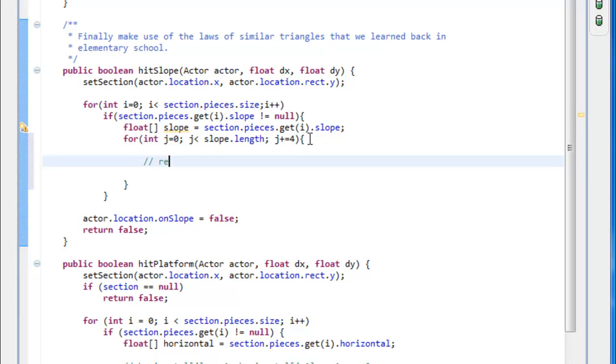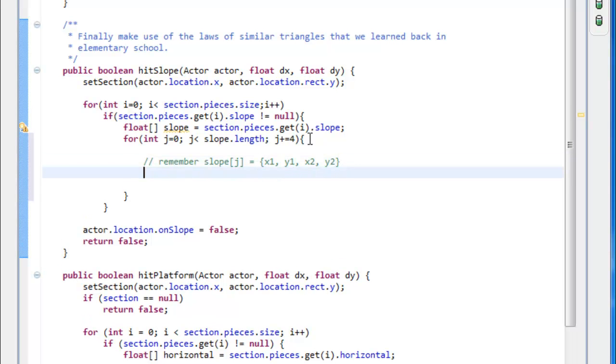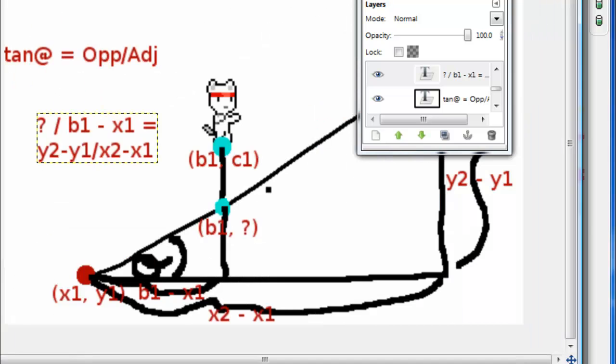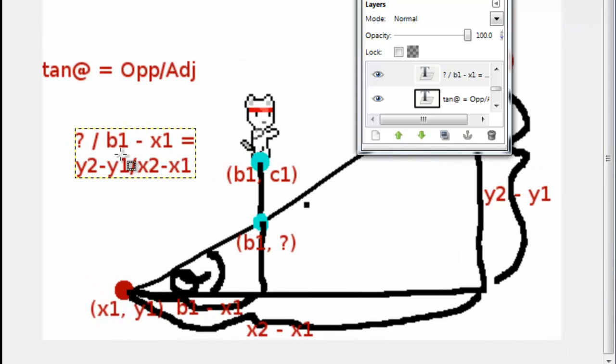Remember that this is how we're storing the information. So what we're going to do is just very simple. We need to find out the y-val at the given x location. So that's very simple, right? We already solved for it, and that's exactly what we're going to do. We're just going to solve for the question mark.